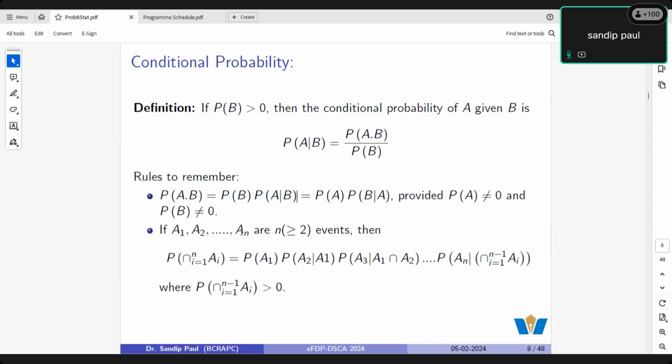Now, if we have n events, in that case, the probability of simultaneous occurrence of all the Ai values is equal to the probability of the first, into the probability of A2 given A1, into the probability of A3 given A1 intersection A2. That means in the third term you can see the probability of A3 is obtained given that A1 and A2 have occurred earlier simultaneously. So from here we can see the probability of simultaneous occurrence must be greater than 0, otherwise it is not satisfied.